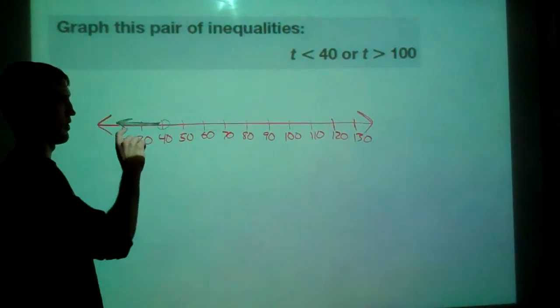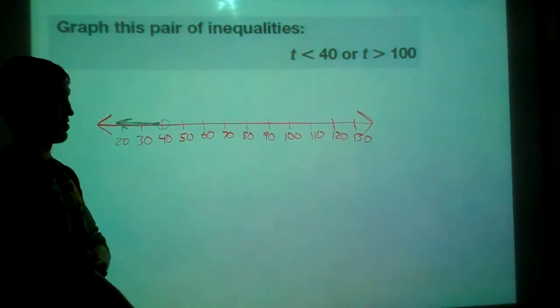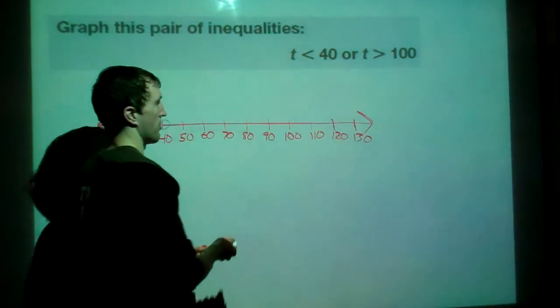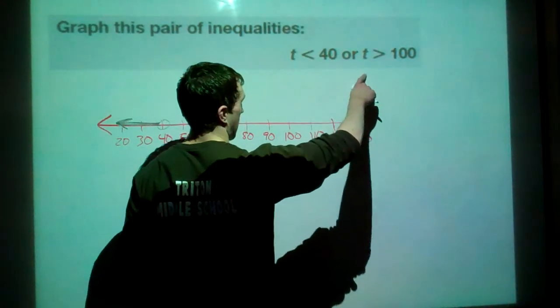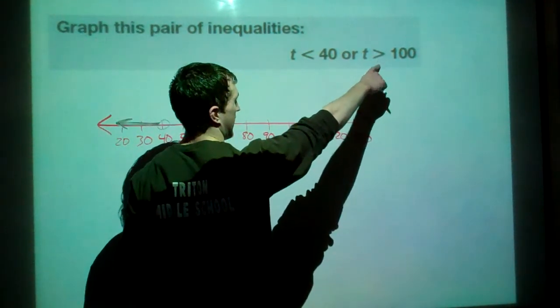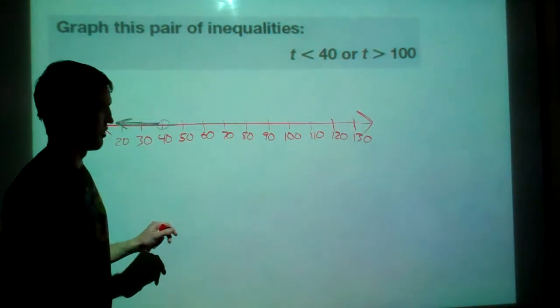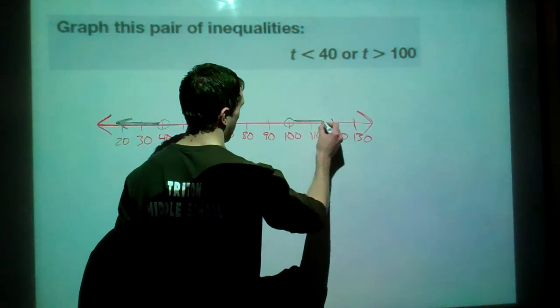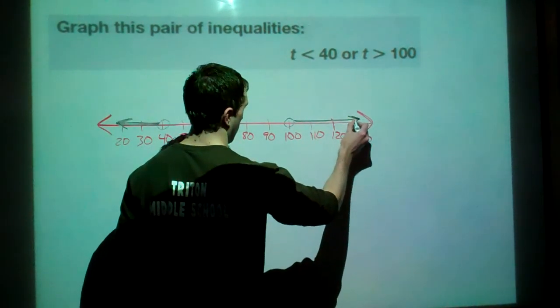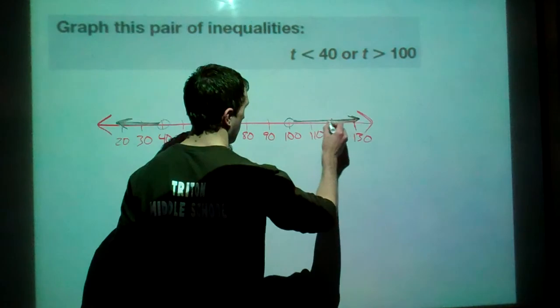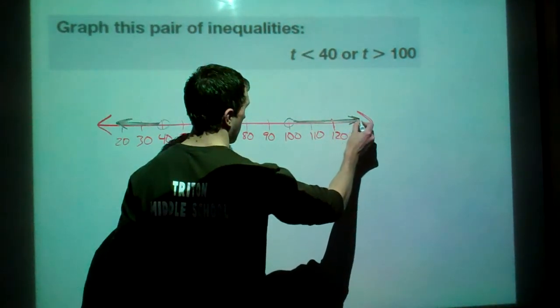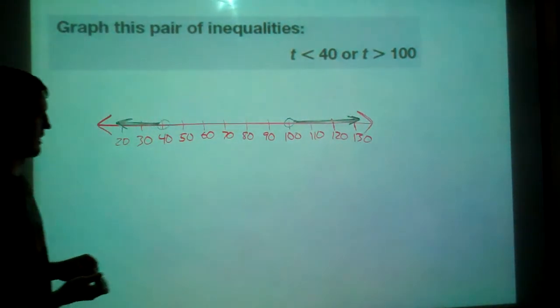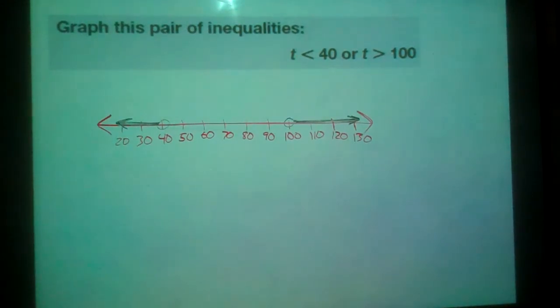And likewise on the other side, except for which direction it goes, t is greater than 100, but we don't have the line underneath it, so we don't include 100. We just know that t can also be greater than 100. So open circle. This one goes this way. Okay? So that includes anything greater than 100 up to positive infinity.